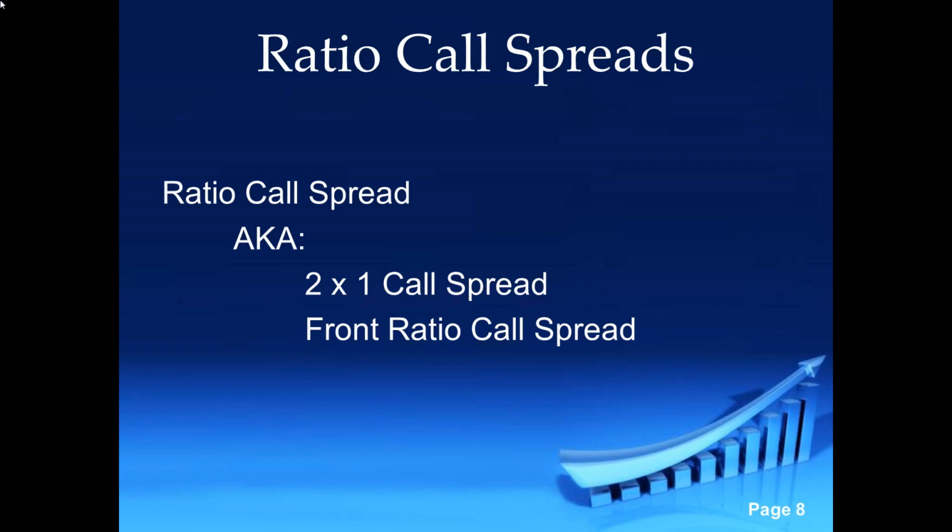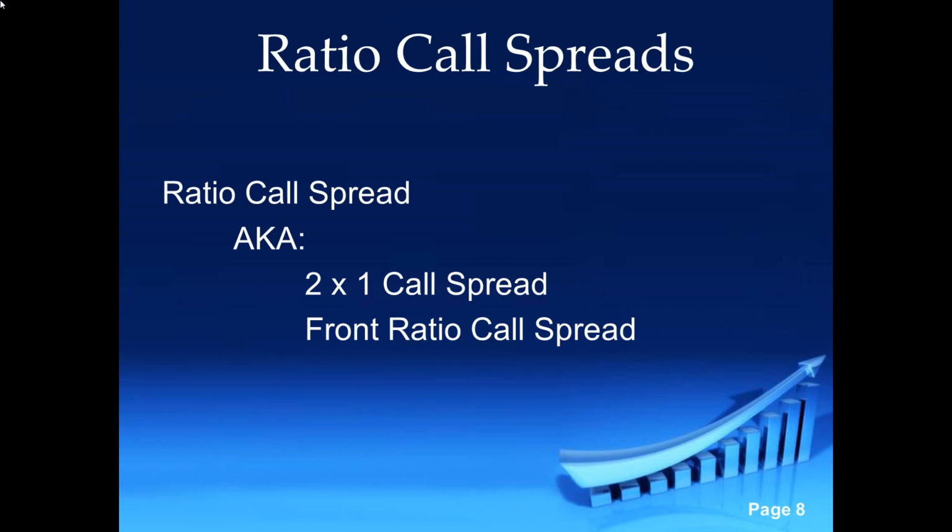All right, the ratio call spread. Ratio call spread is also called a 2-by-1 or a front ratio call spread. A 1-by-2 or a back ratio spread is where you would be buying 2 calls and selling 1. So please don't confuse that with what we're doing here.